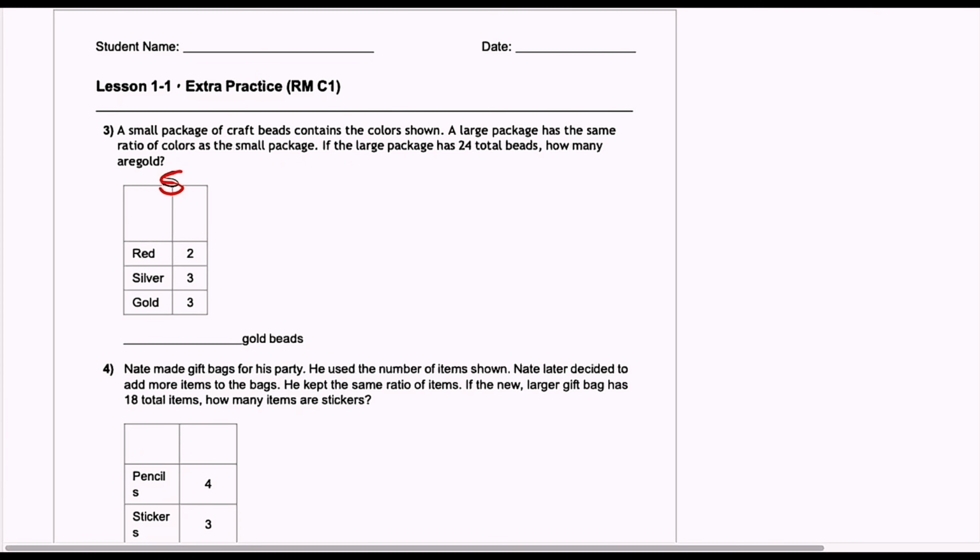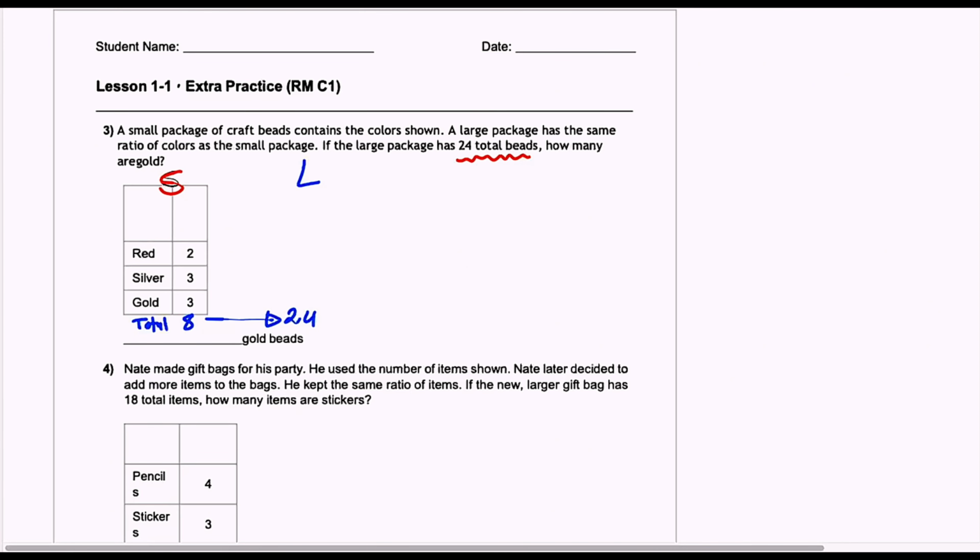If the large package has a total of 24, that means I have to go back to this number of colors and add one more row representing the total number. Then I have to write total and find the total of the three colors. The three colors together, 2 plus 3 plus 3, equal 8. Then the total is 8. And he's telling me that in the large bucket, the total will be changed from 8 to 24.